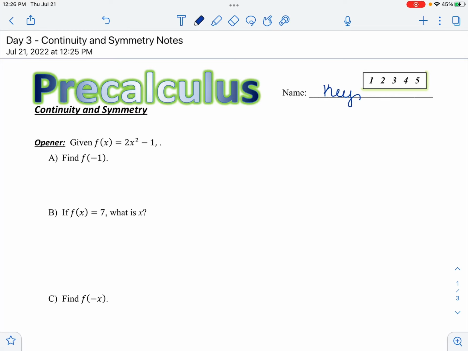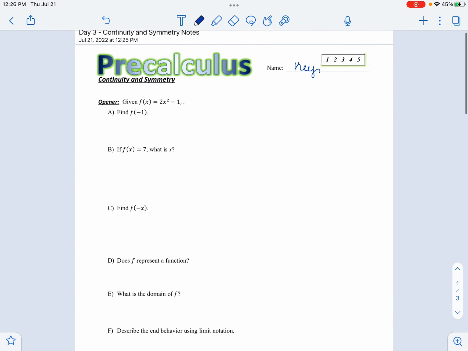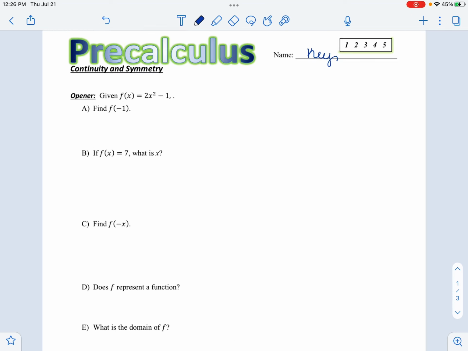Okay, so this is our continuity and symmetry notes. We're going to start with a warm-up. You can go ahead and pause the video and do this warm-up. It has things to do with what we learned yesterday and the day before, I should say, the previous lesson and the lesson before that. All right, let's see how you did.